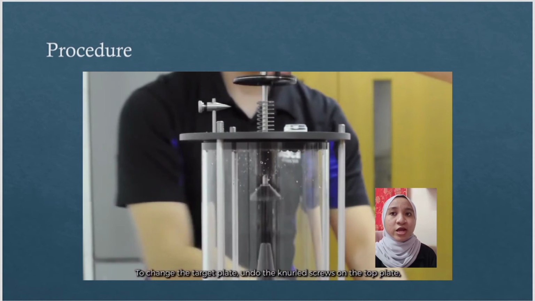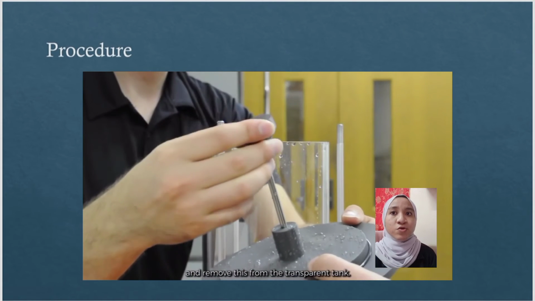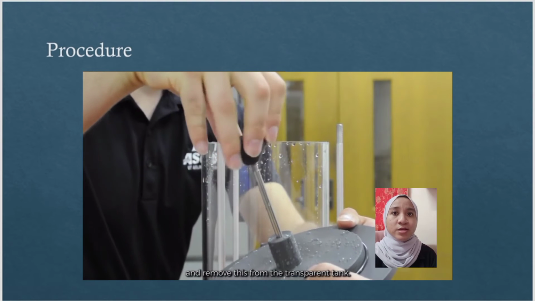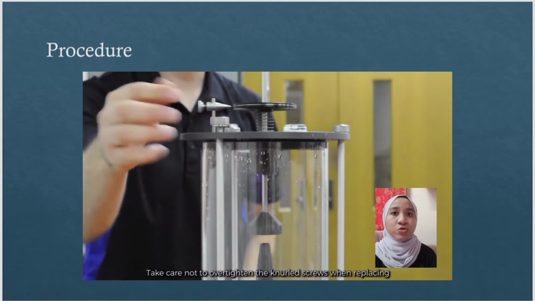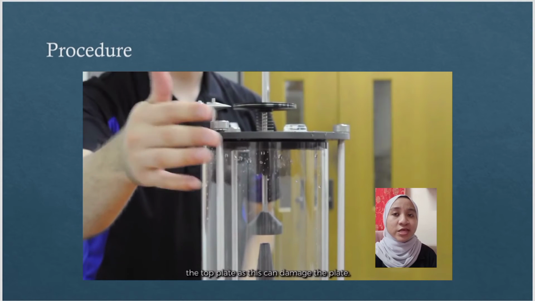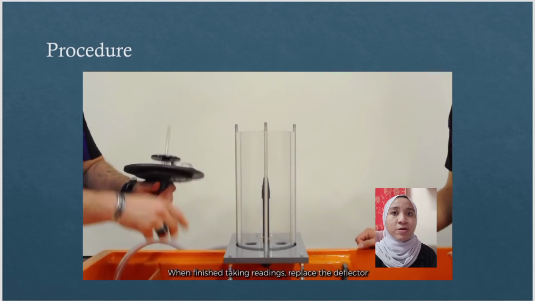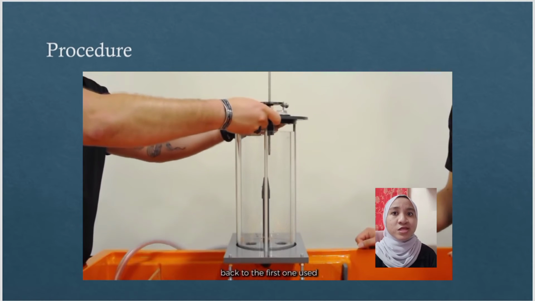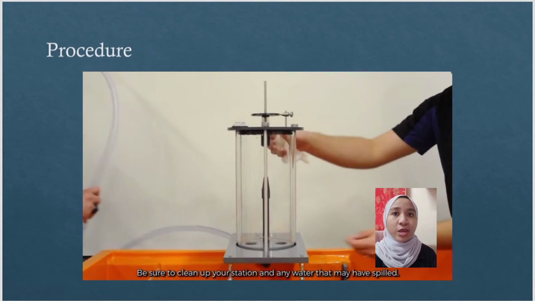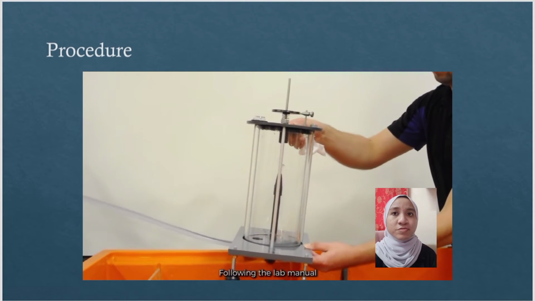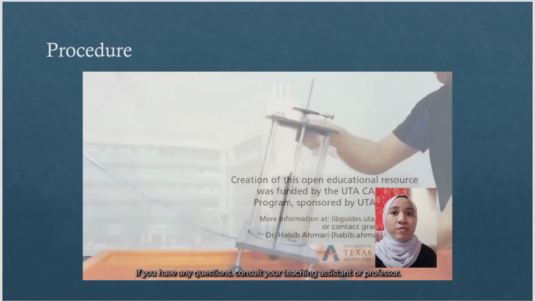To change the target plate, undo the knurled screw on the top plate and remove it from the transparent tank. Take care not to over-tighten the nut screw when replacing the top plate. This can damage the plate. When finished taking readings, replace the deflector back to the first one used. Be sure to clean up your station and any water that may have spilled. Following the lab manual, complete the result table and put together your lab report.